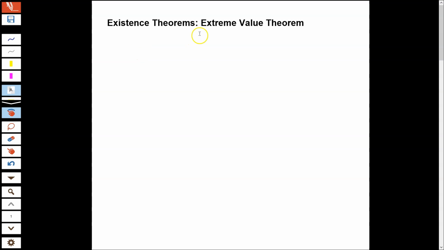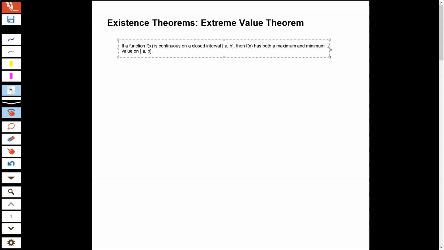Okay, so this lesson is on the extreme value theorem. And this one, you guys, is truly, truly not rocket science. So here it is in words. If a function is continuous, then f of x has both a maximum and a minimum value. So I'll let that sink in for a second.